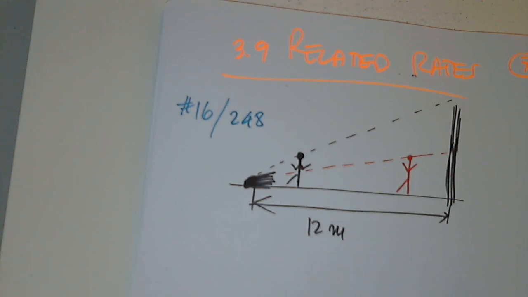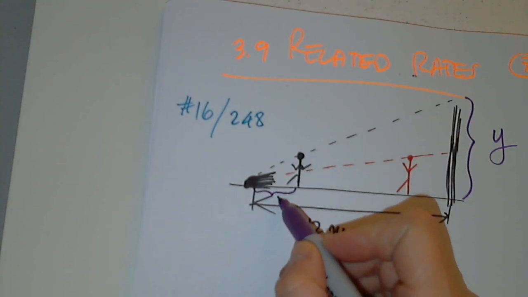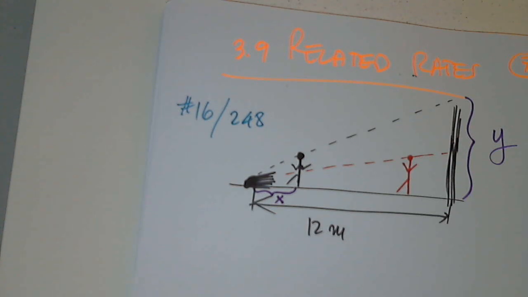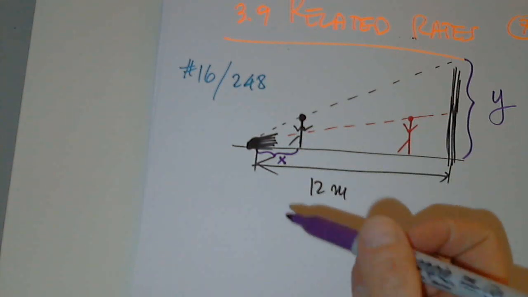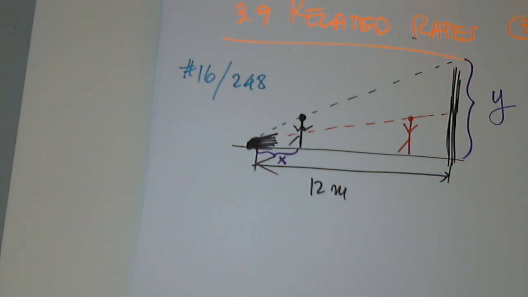I'm going to say that this is y. I'm going to say that this is x. I denoted x, the distance covered by the person walking towards the wall. I have the length of the shadow of the person on the wall. That changes at every moment because the person walks towards the wall, right? Okay.